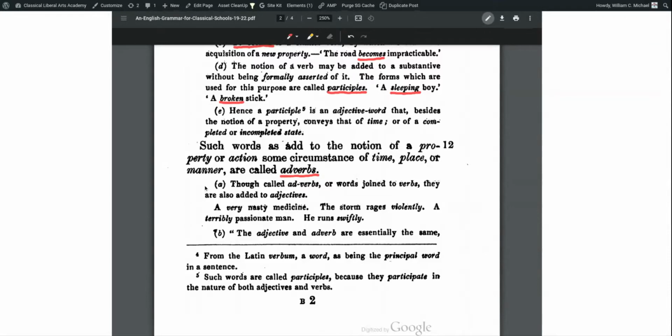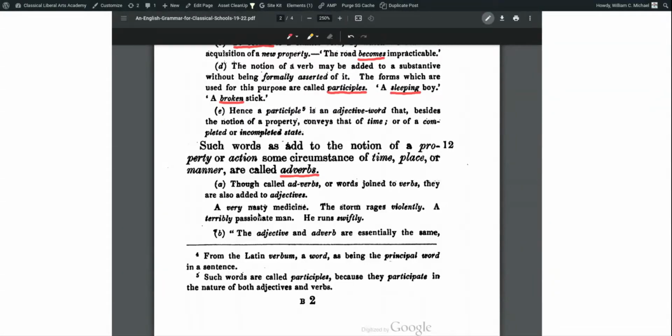Let's look at the notes now. Note A here for rule number 12. Though they are called adverbs, which means words joined to verbs, ad means to, and verbs is the word we've learned before. Though called adverbs, or words joined to verbs, they are also joined to adjectives. So that's important. Don't let the word adverb confuse you. Remember that they can also be used with adjectives. And here we have some examples.